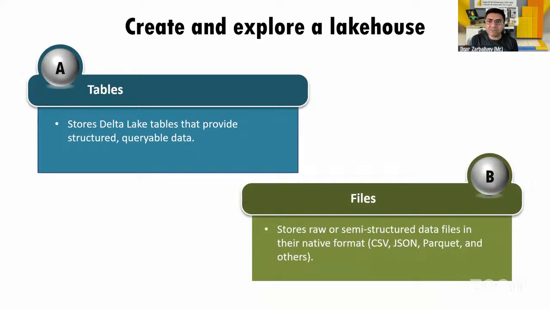The second one is files. Files store raw or semi-structured data in formats like CSV, JSON, and Parquet. Files don't enforce a schema and give you flexibility for exploration and staging before transformation.